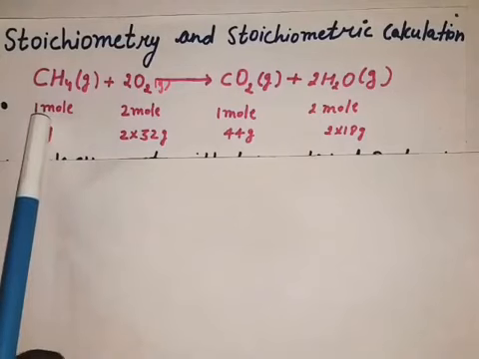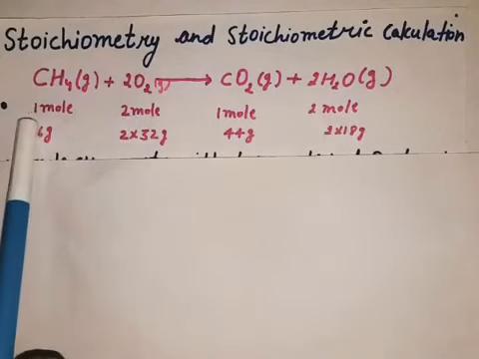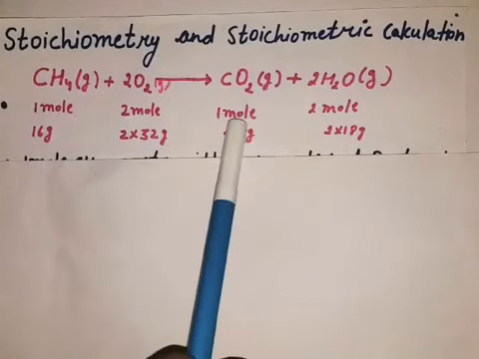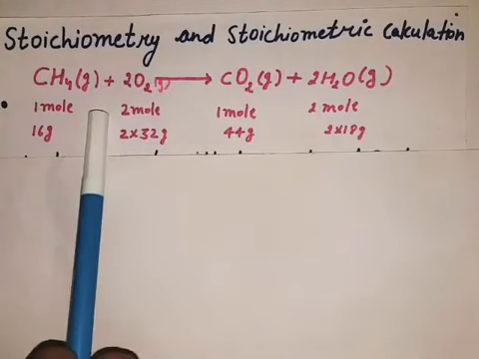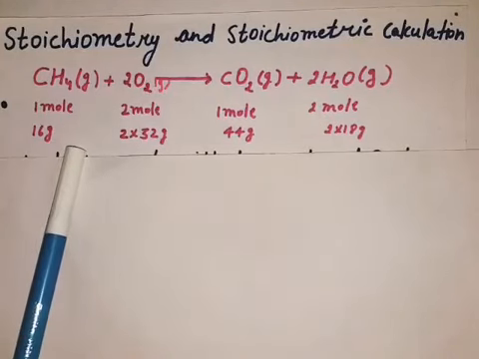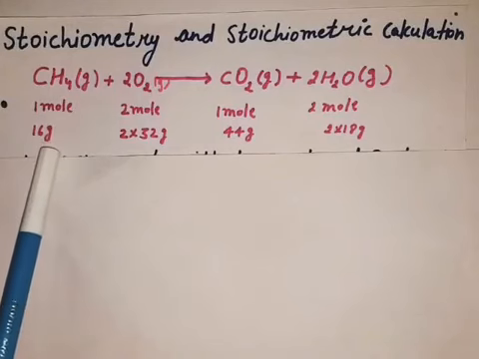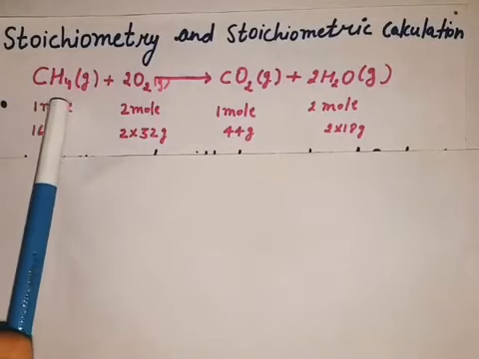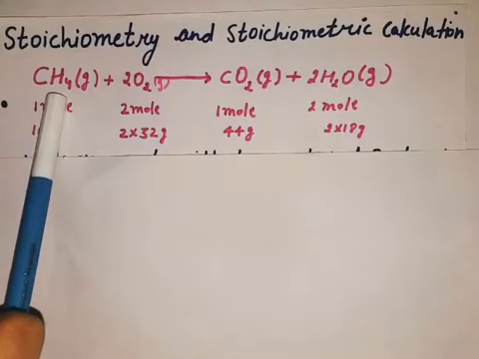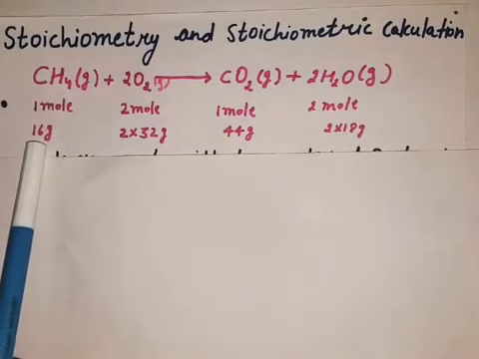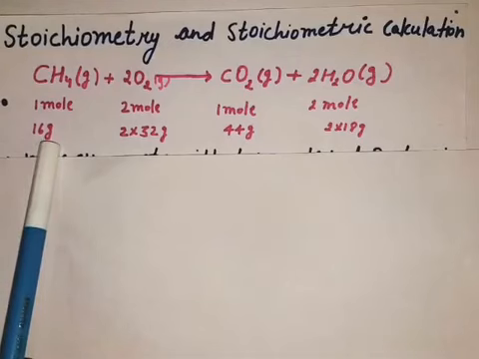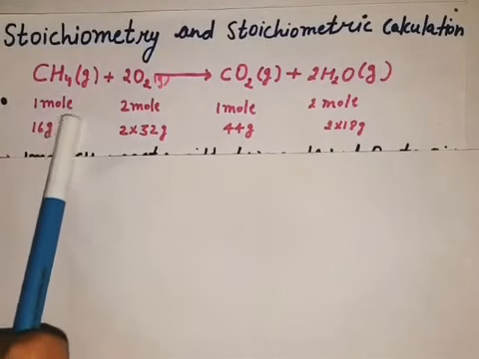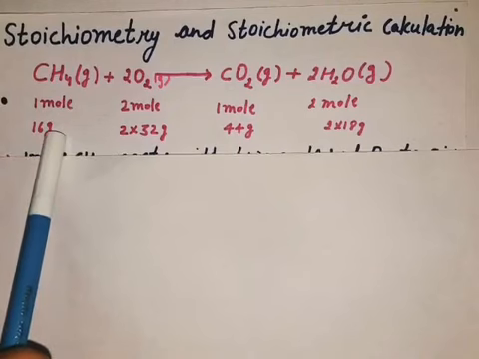Now here we are writing the number of moles of each compound: 1 mole, 2 moles, 1 mole and 2 moles of water. You can also write 1 mole in gram, so here we will convert the unit mole to gram. How? You can simply calculate the molecular mass of methane: 12 plus 4 into 1 equals 16 gram. So 1 mole of methane is equal to 16 gram of methane. The amount is the same, there is just a difference of unit.